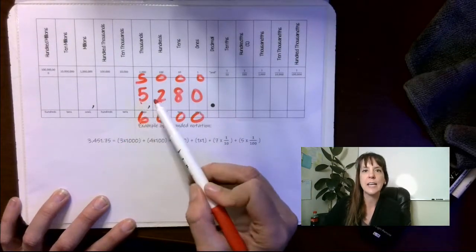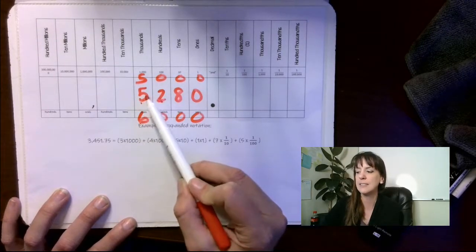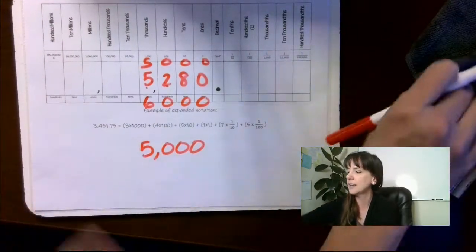Well, looking at that, take a look at the box next to it. That's a 2, right? And that's less than 5, so this is going to stay the same. So it's going to be closer to 5,000. So the answer would be 5,000.